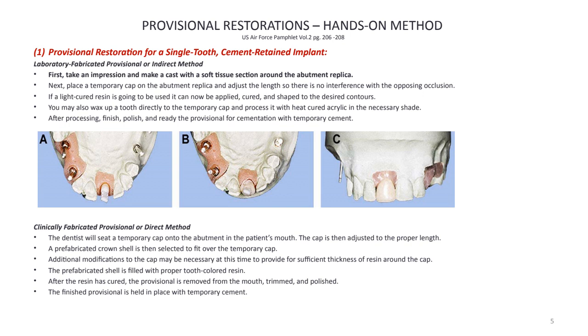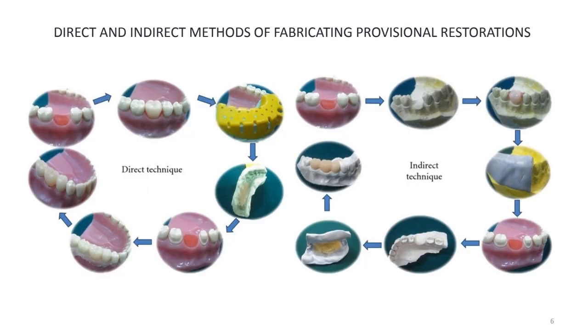The prefabricated shell is filled with tooth shade color acrylic or resin, and then the resin is cured. The provisional is then removed from the patient's mouth, trimmed, polished, and finished, and then it's inserted with temporary cement. So those are the indirect methods and direct methods of fabricating provisional restoration.